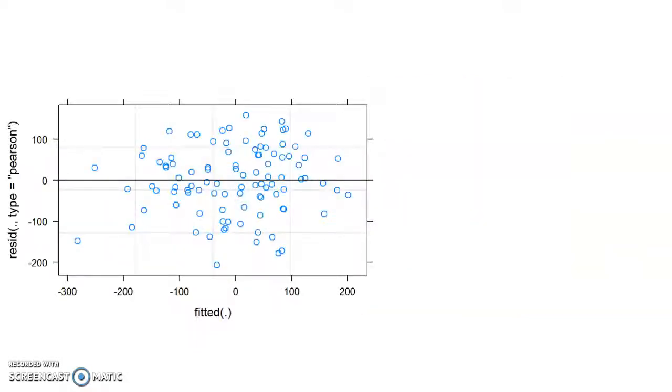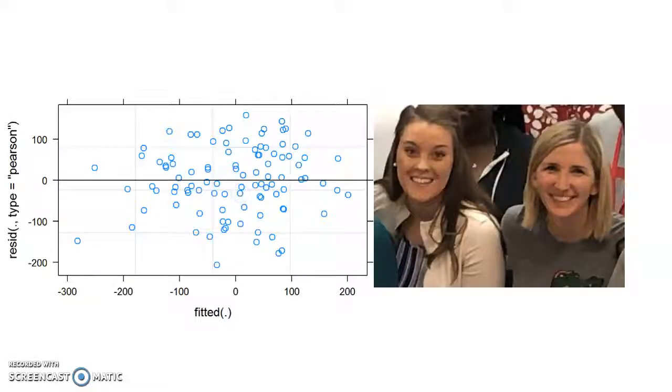All right, here. Appropriate. You've got, again, about 50% of the data above and 50% below, and there's no specific pattern of positive, negative, or anything like that. So our linear model is appropriate. It goes right through the middle of the data.